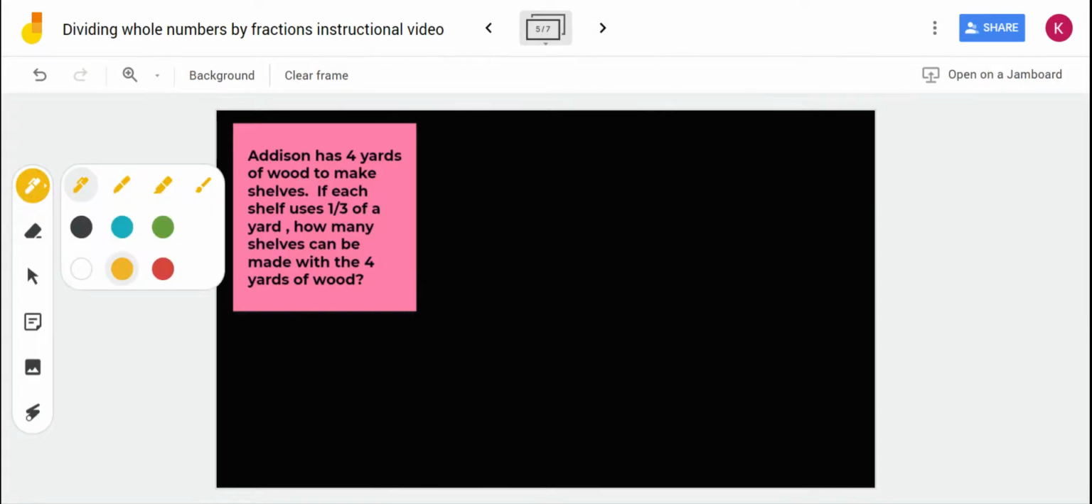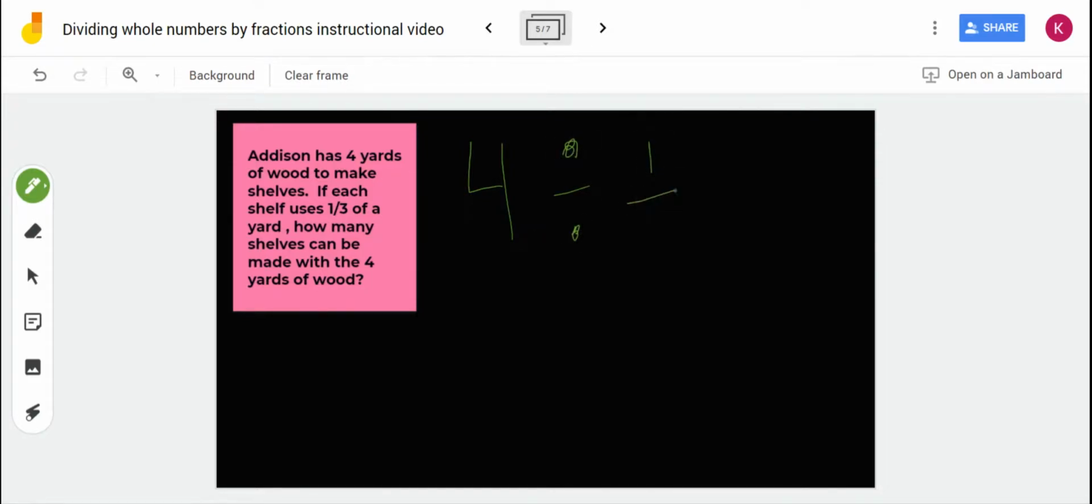So we need to start with, let's use green this time. We need to start with the 4 because that's how much wood there is. And we're going to divide that wood into 1/3 pieces. So I would love it if you could pause the video right here, show this model all by yourself, and then play the video again and see if our answers match. You can do that on paper or a whiteboard or a marker, but I am going to ask you to show your work.